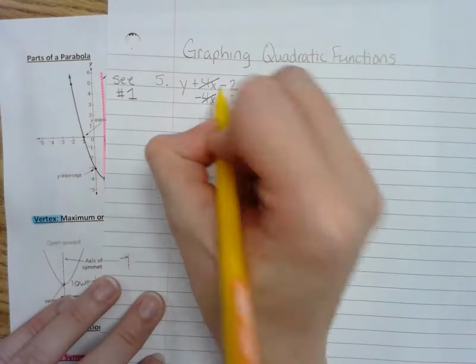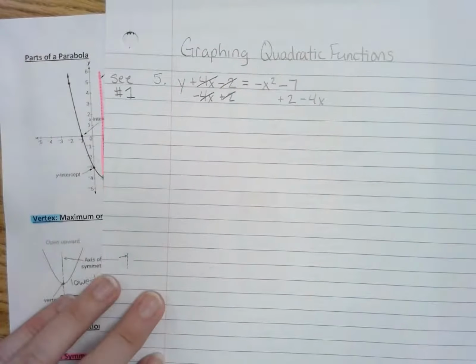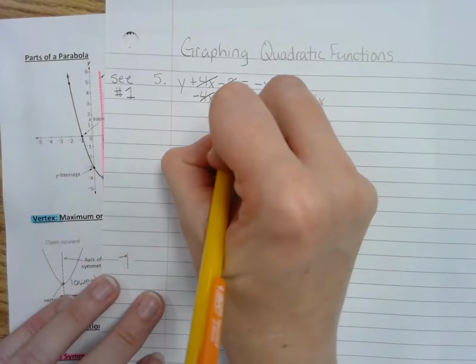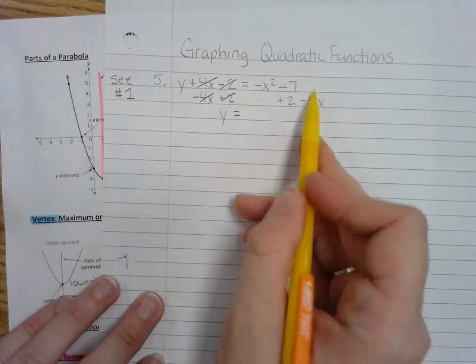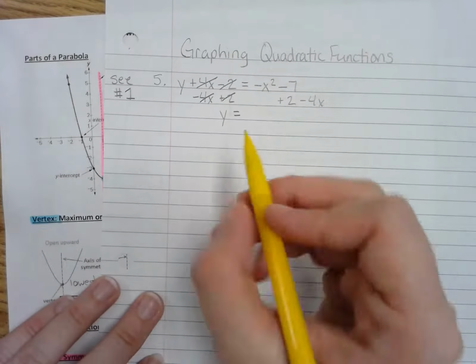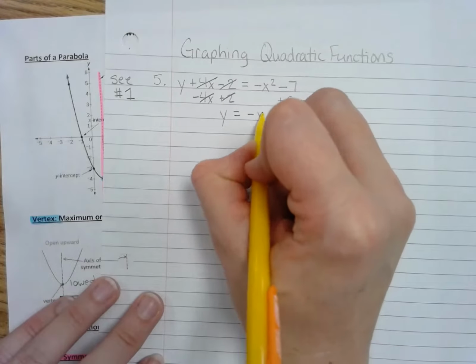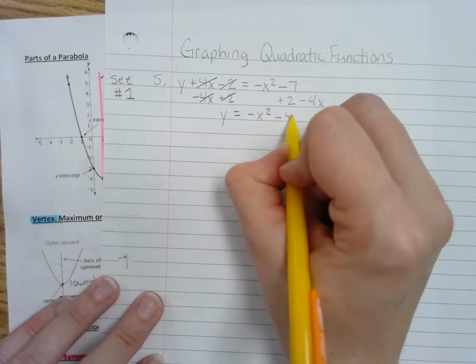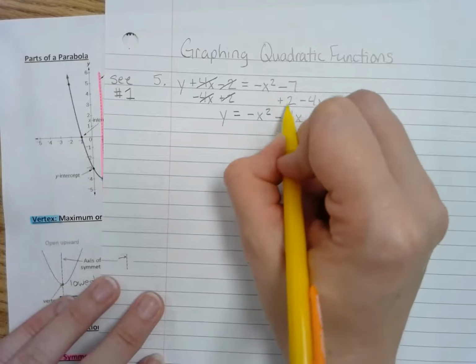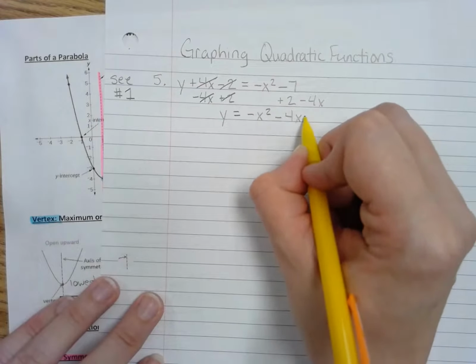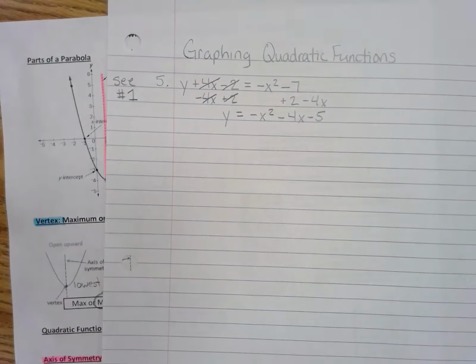So the 4x's cancel, the 2's cancel. We have y on the left-hand side. And then, of course, make sure you put these terms in the correct order. So negative x squared minus 4x, and then combine these to make minus 5. So you'll go through the same process, finding your a, b, and c, your axis of symmetry, and vertex.